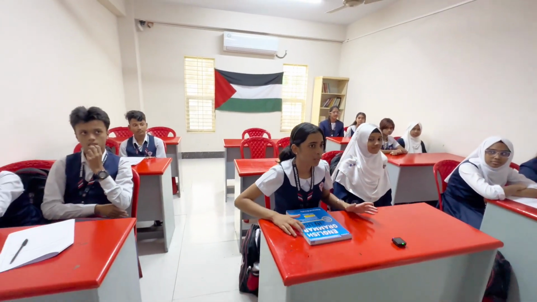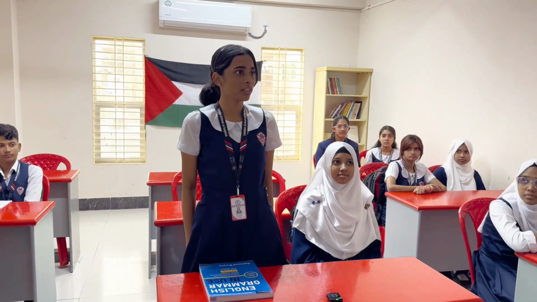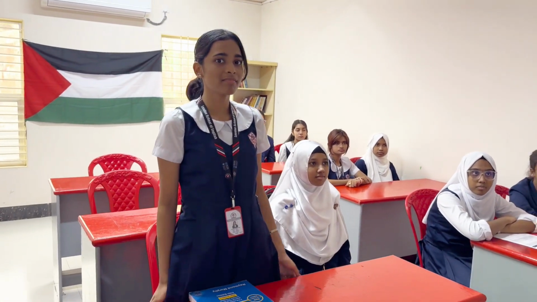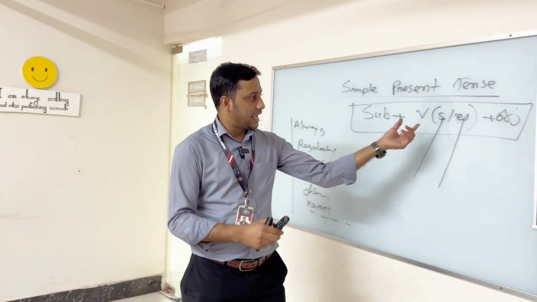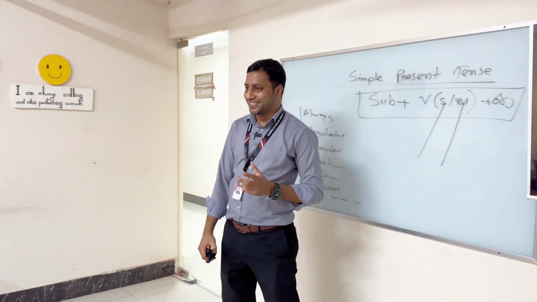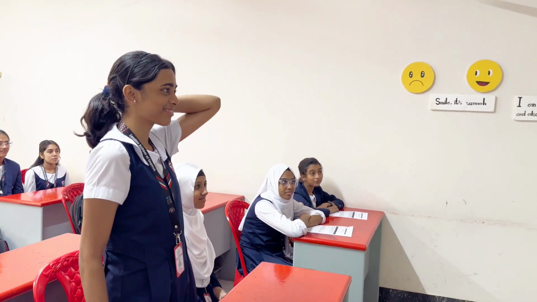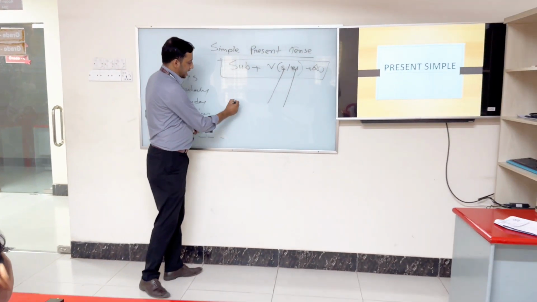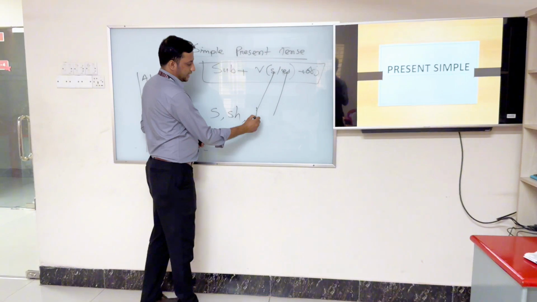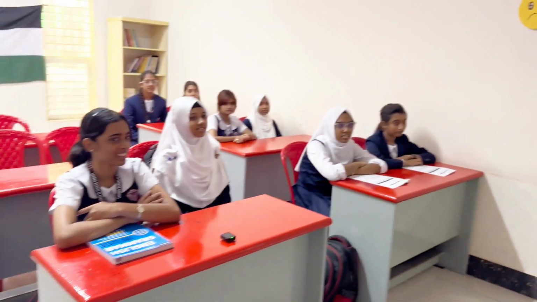When to use es, who can say? Okay. When it is third person singular. Yes, when it is third person singular, we use s or es. But when to use s and when to use es? Okay, say after me. If the verb ends with s, sh, ch, x, z, and o.